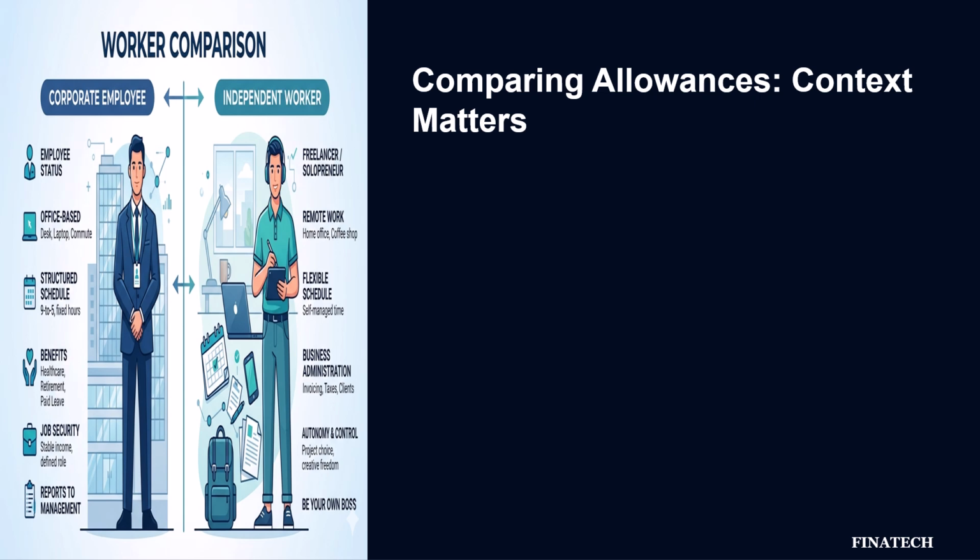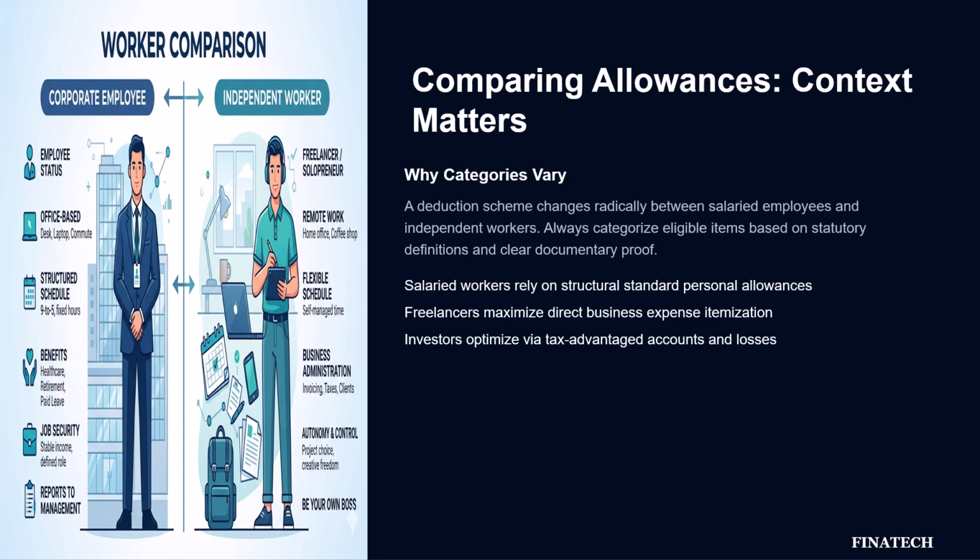Comparing allowances, context matters. Why do categories vary? Adjudication can change radically between salaried employees and independent workers. Always categorize eligible items based on statutory definition and clear documentary proof. Salaried workers rely on the structural standard personal allowance. Freelancers maximize direct business expense itemization, and investors optimize via tax-advantaged accounts and losses.